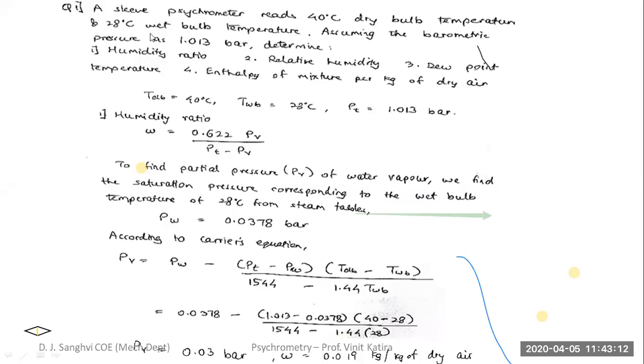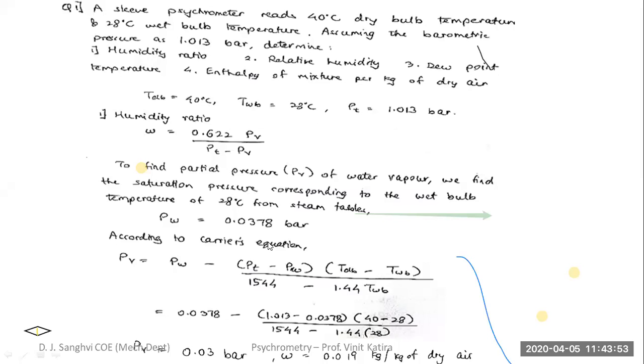Here the question says that the psychrometer reads 40 degrees DBT and 28 degrees WBT, and assuming that the barometric pressure is 1.013 bar, determine these things. Here 1.013 bar is your total pressure, PT. The humidity ratio is given by this formula: omega is equal to 0.622 PV upon PT minus PV. Now we first need to find PV, the partial pressure of water vapor.